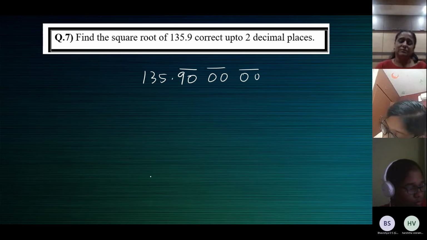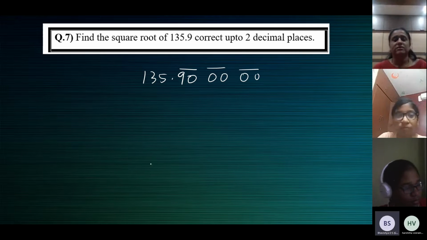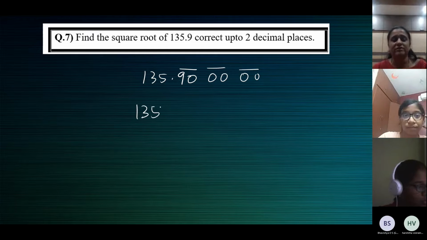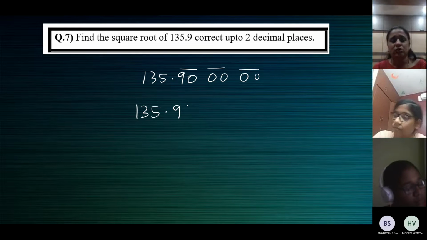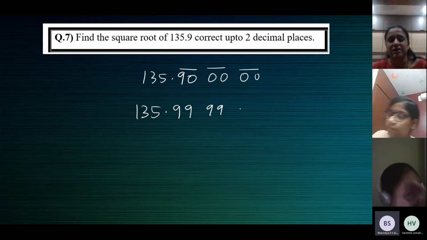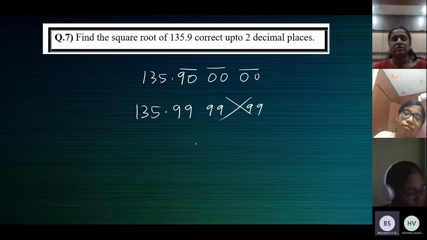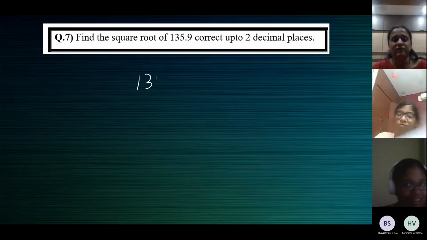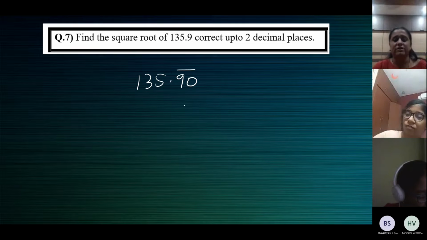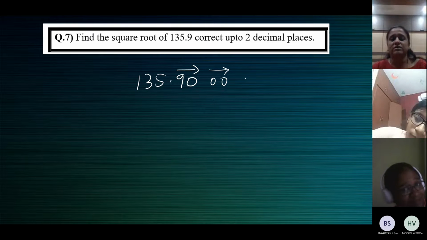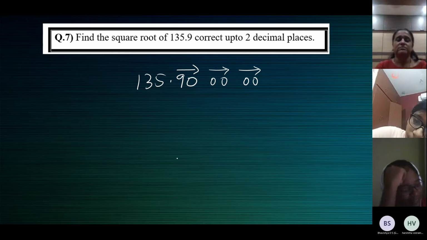Do we understand? Yes, ma'am. The number is 135.9. You can add any number of zeros because you're not changing the value. You cannot say 999999 like this. That is incorrect. So 135.9 is the number. Add a 0 and that becomes 1 pair. Then 2 zeros, second pair. 2 zeros, third pair.